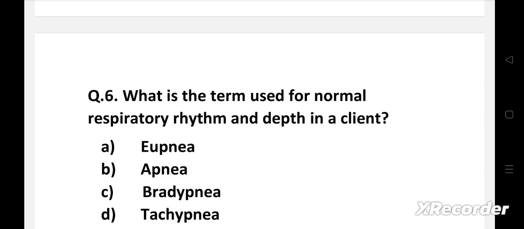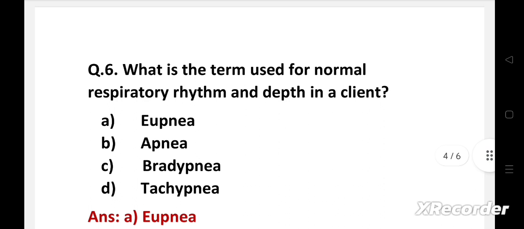Next question. What is the term used for normal respiratory rhythm and depth in a client? Option A, eupnea; B, apnea; C, bradypnea; D, tachypnea. Right answer is option A, eupnea.